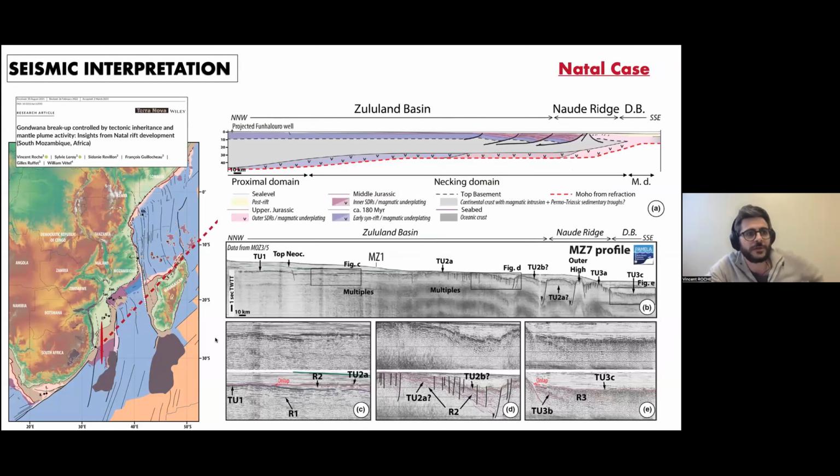Now, if we use another section, here we see the transform, and now we are focused north-south. So the section cross-cuts the entire Natal Valley here. In the northern part, here is a scientific profile based on seismic reflection and seismic refraction, which has been published in this area. We can find that there is a thick magmatic infilling associated with the dynamic of the plume at 180 million years.